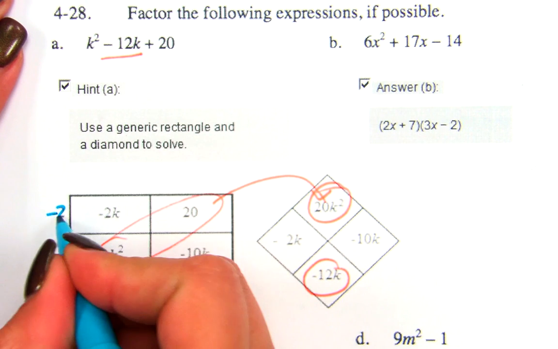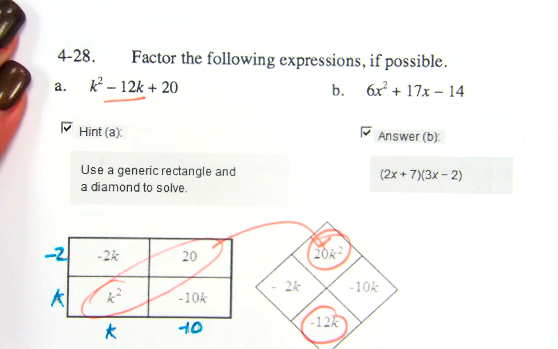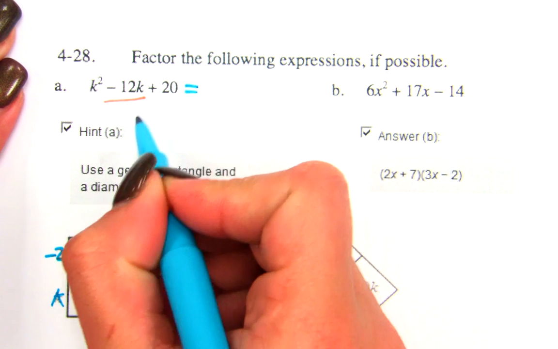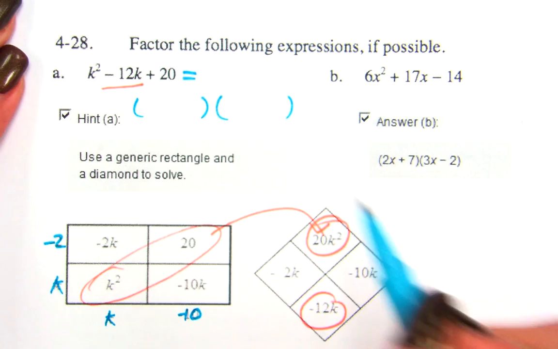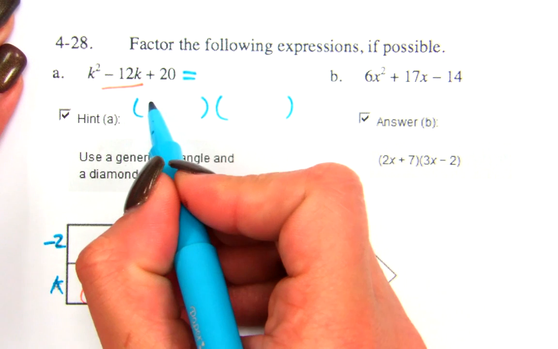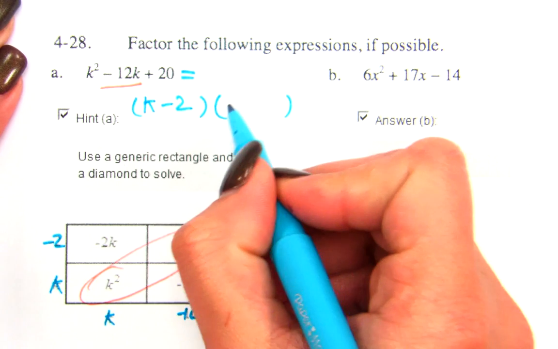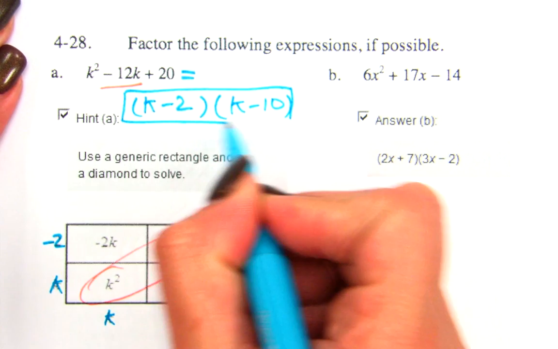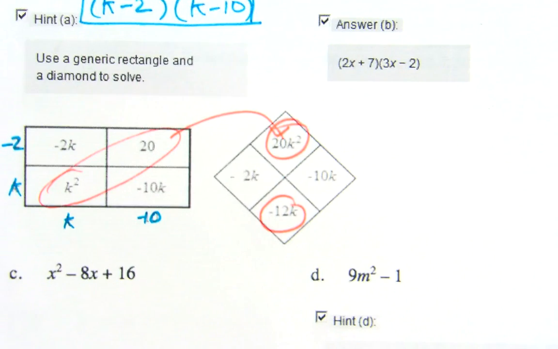So you have negative 2, you have a k, you have a k, and you have a negative 10. So this should actually be what your answer is. You actually need to write the product out. Don't just stop right here, because you're almost done, but you didn't really answer the question. So your product is k minus 2 times k minus 10. This is the end goal that you need to get to. This is for all of them, A, B, C, and D.